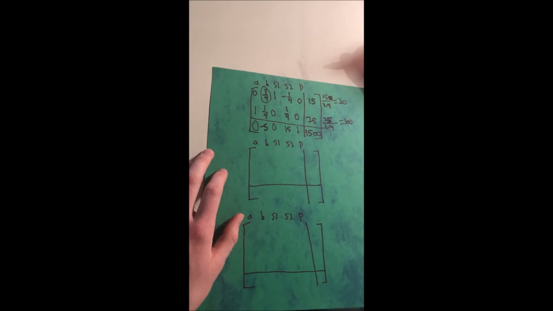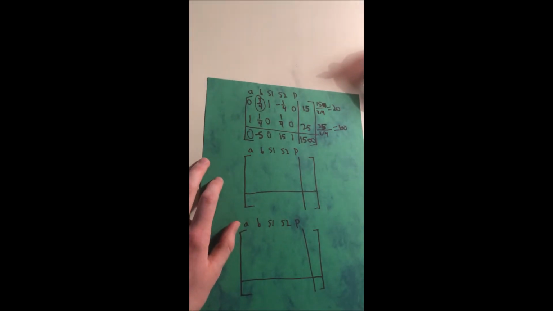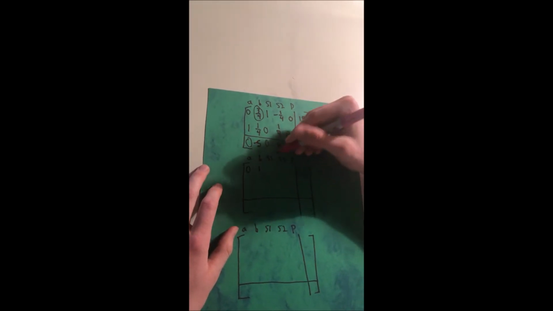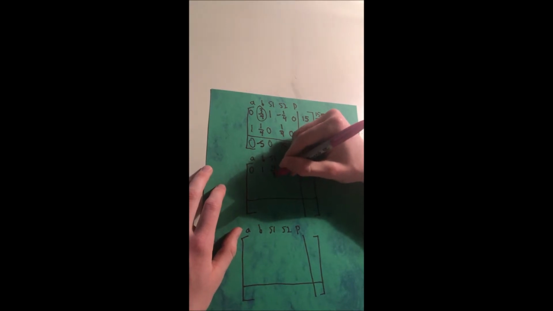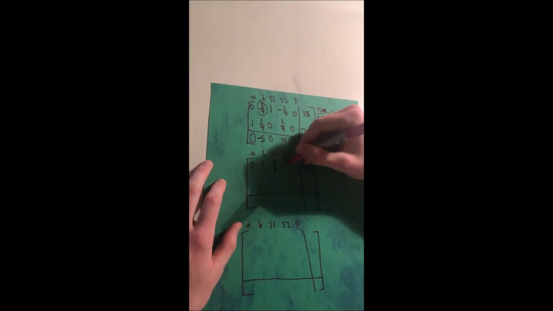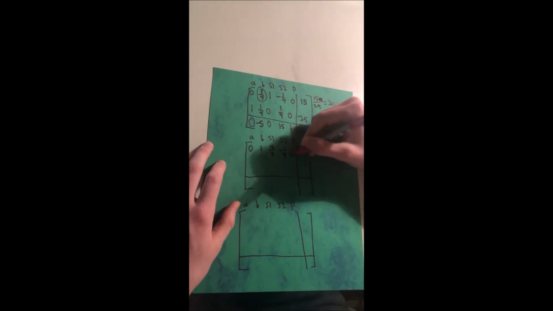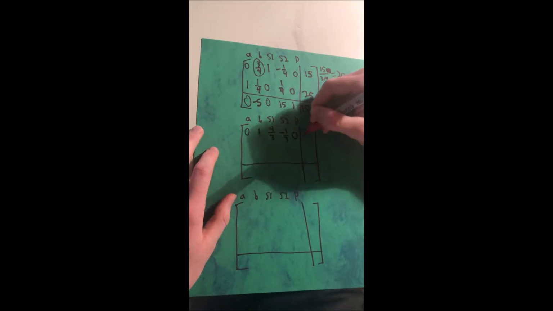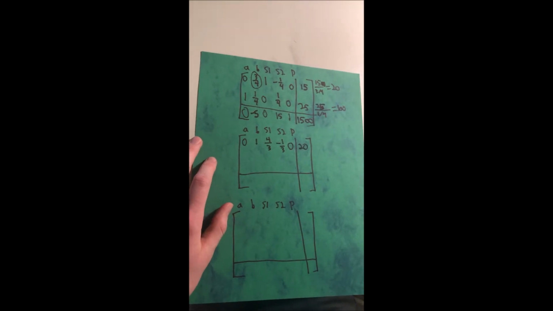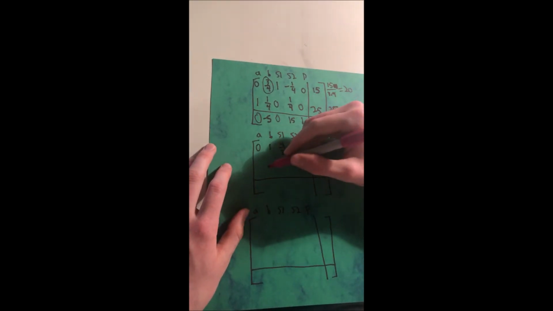So now we're going to divide this whole row by 3/4, which is the same thing as multiplying by 4/3. So we're going to have 0, 1, 4/3, negative 1/3, 0, and 15 times 4/3, 20. I think that's right, yeah. And then we can fill in the other numbers as well.